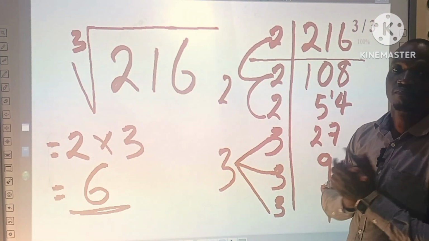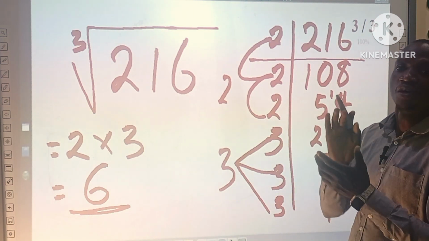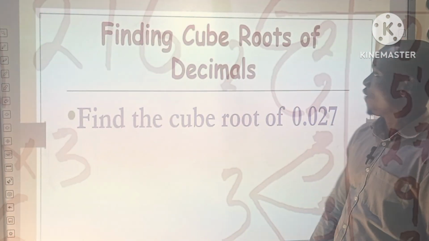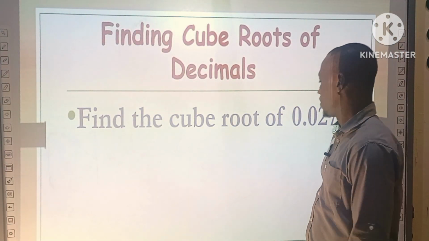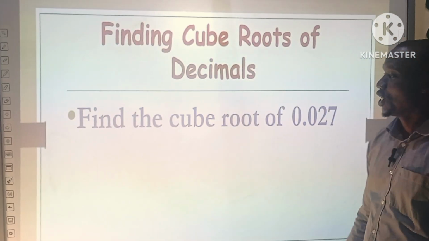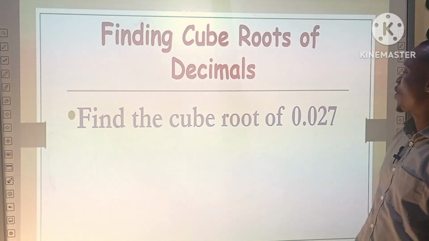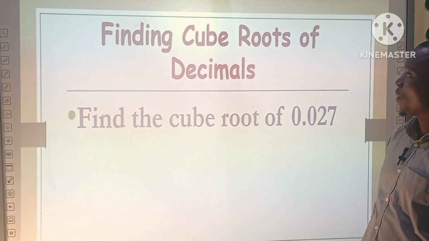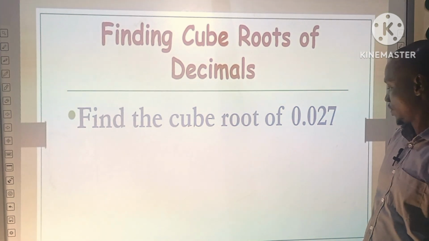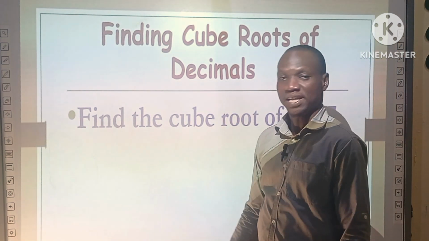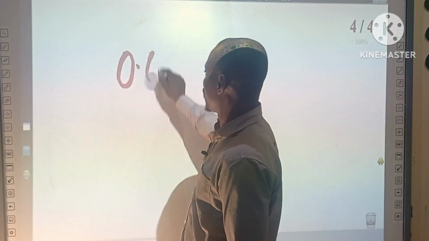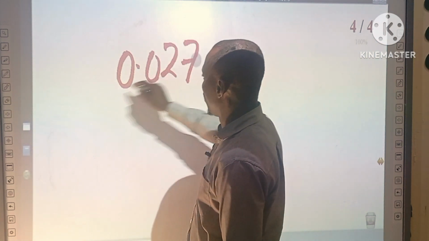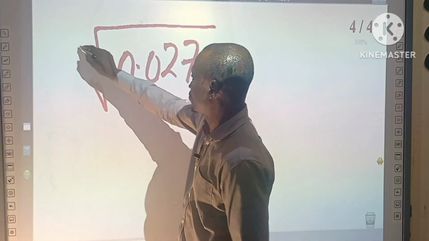Now we're going to look at the next group of questions, and we're going to be looking at cube roots and cube of decimals. So finding cube roots of decimals. Our first example for today is to find the cube root of 0.027. Let's go and break this. We are asked to look for the cube root.